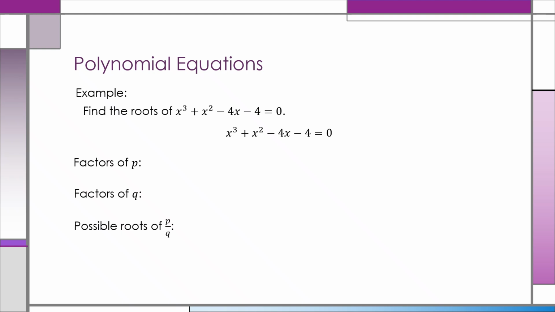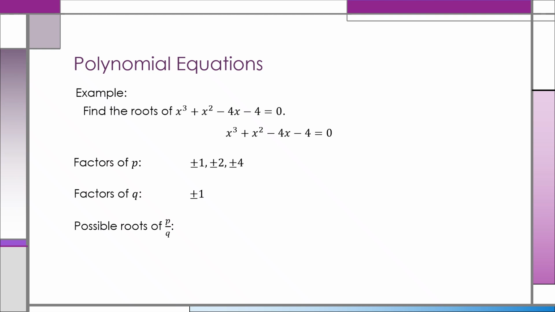For the factors of P, you have to find the factors of 4, meaning finding the factors of the constant of the given polynomial equation. So the factors of P, remember, you have to include the positive and negative. So the factors of P will be positive negative 1, positive negative 2, and positive negative 4. For the factors of Q, you only have positive negative 1. Why? Because Q is the leading coefficient. So what we're going to do is to find the factors of the leading coefficient, which is 1.